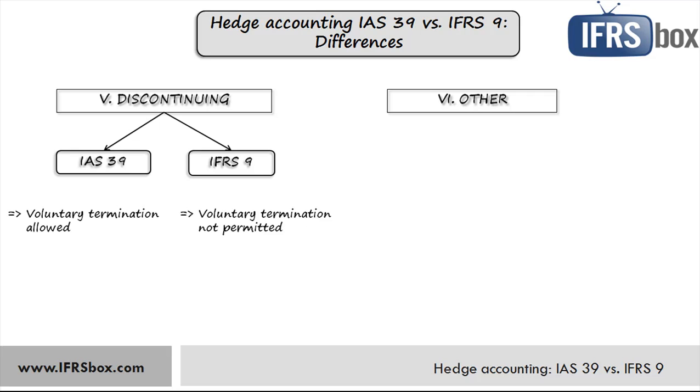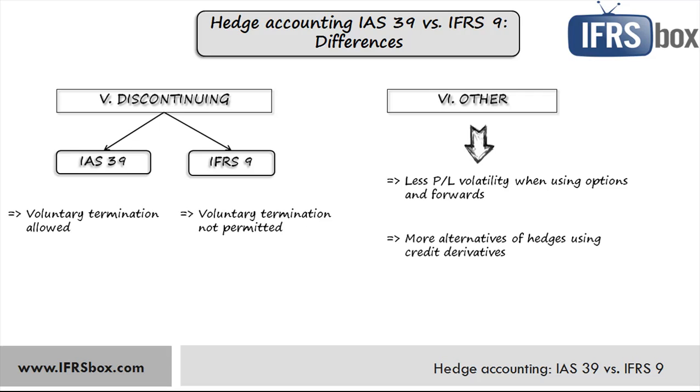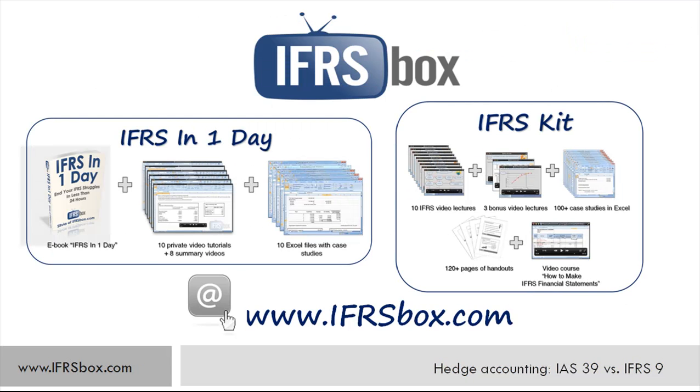Finally, there's a number of other changes in hedge accounting introduced by IFRS 9, so let me just name a few of them. Less profit or loss volatility when using options and/or forwards. There are more alternatives for hedges of credit risk using credit derivatives. The option to account for own use contracts to buy or sell a non-financial item at fair value through profit or loss if it eliminates an accounting mismatch is new in IFRS 9. So, this was a brief comparison of hedge accounting rules in IAS 39 and IFRS 9.